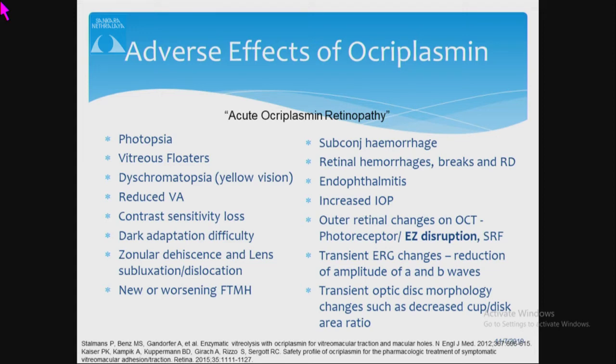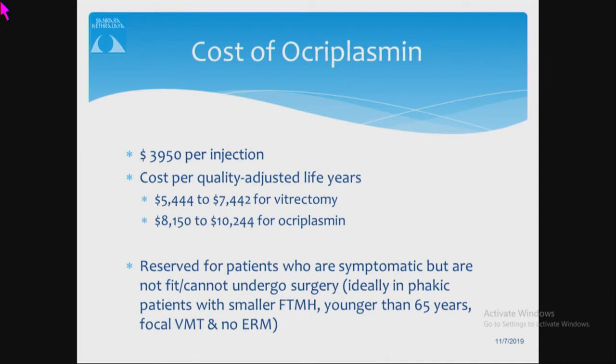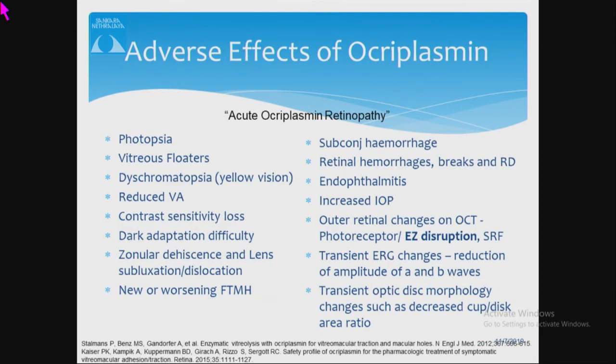The OCT showed ellipsoid zone disruption and accumulation of SRF within the first 4 months of injection. Transient ERG changes in the first month of injection were shown, like decreased amplitude of A and B waves. Even the resolving VMT showed changes in optic disc morphology, in which a decreased cup to disc ratio was present. The complications, they said, were transient, and were because of the development of the PVD. Most of the complications, like floaters and photopsia, are all part of the PVD induction process. So they say that they are transient and usually vision is not affected. So that's what the studies tell.